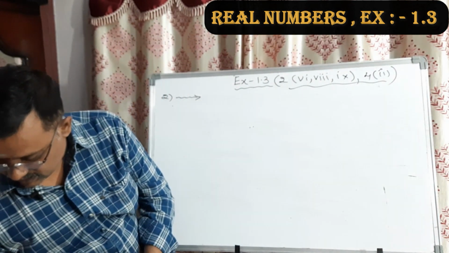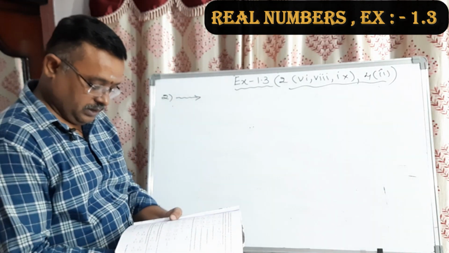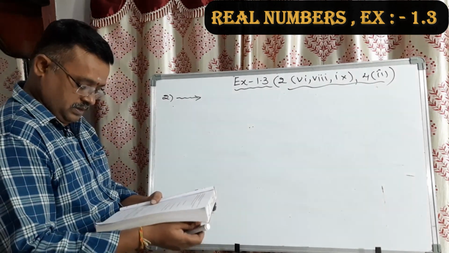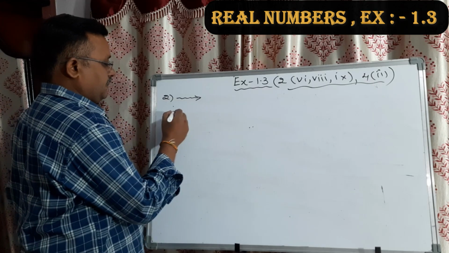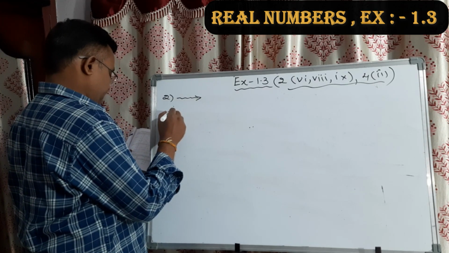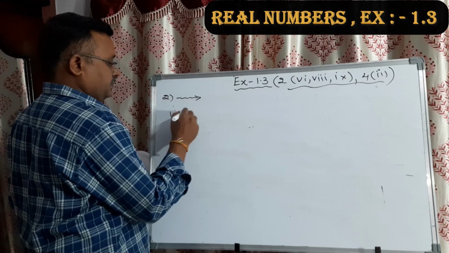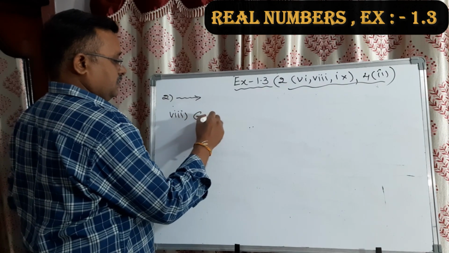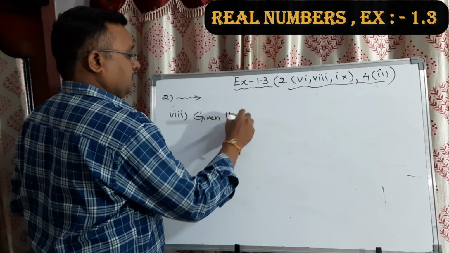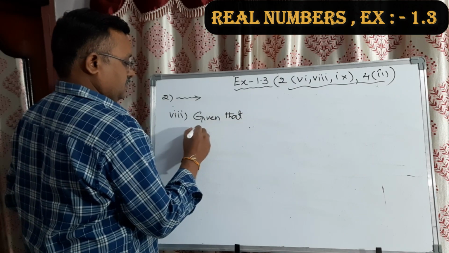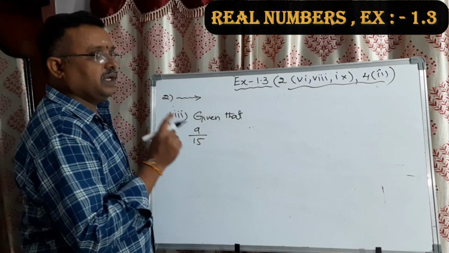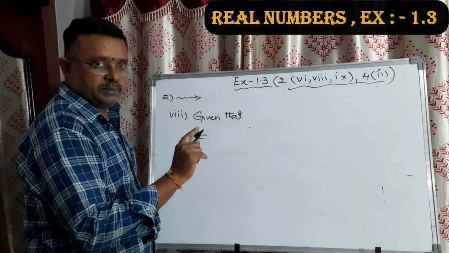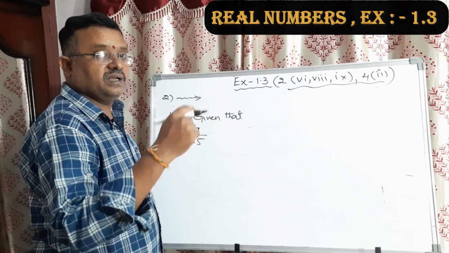The question says 9 by 15. The 8th question is 9 by 15. We have to tell whether it is a terminating decimal or a non-terminating repeating decimal.